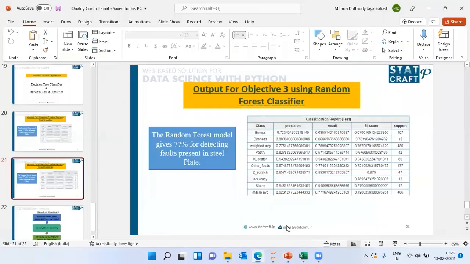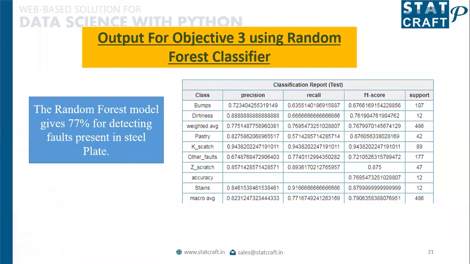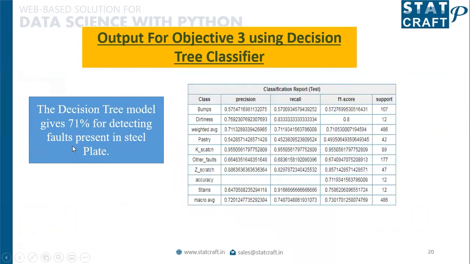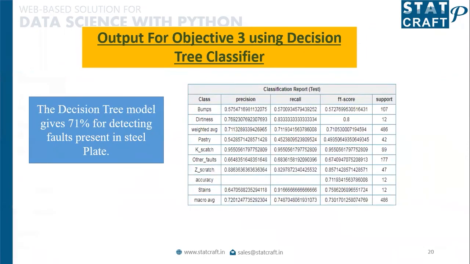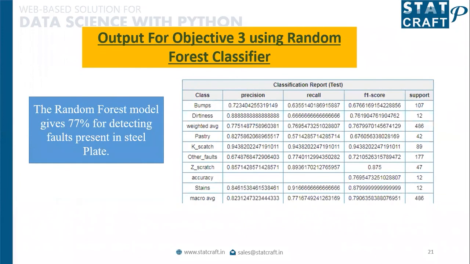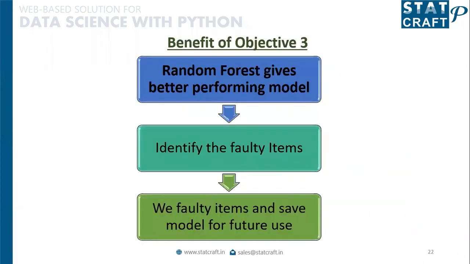Let me take you back to the PowerPoint. This is the output of the objective 3 using a random forest classifier. We are getting 76.9, which is not bad at all. The random forest model gives us 77% accuracy for detecting faults, but the decision tree model gives us 71% accuracy. So by running these two algorithms, we can compare the overall percentage of accuracy. Clearly, random forest is better than the decision tree.